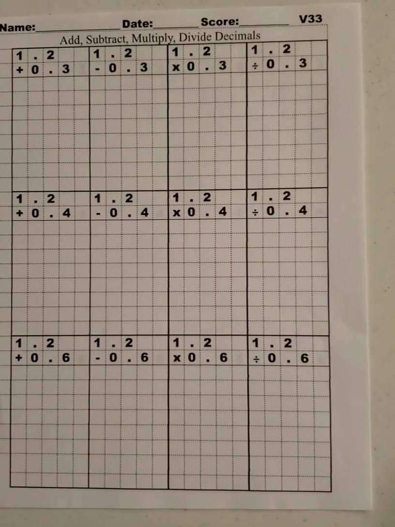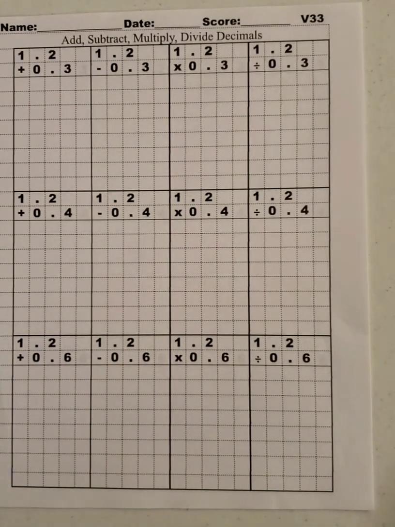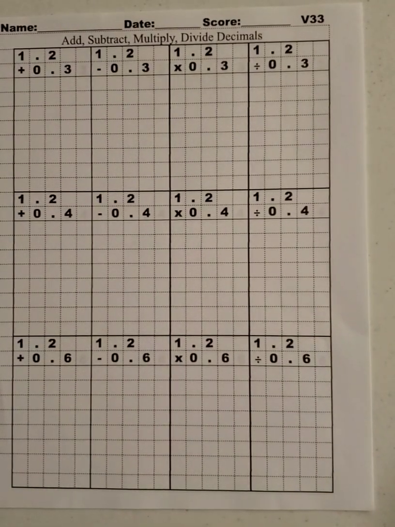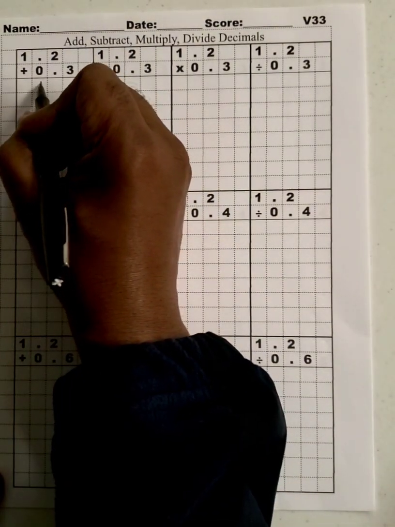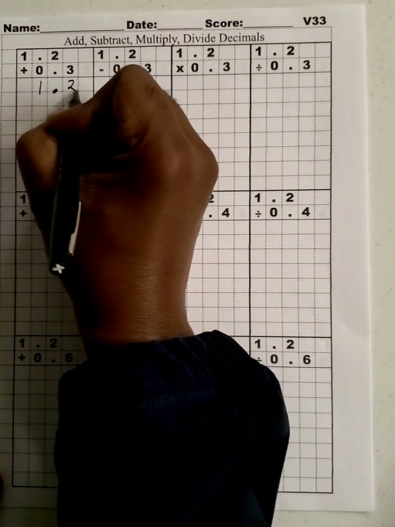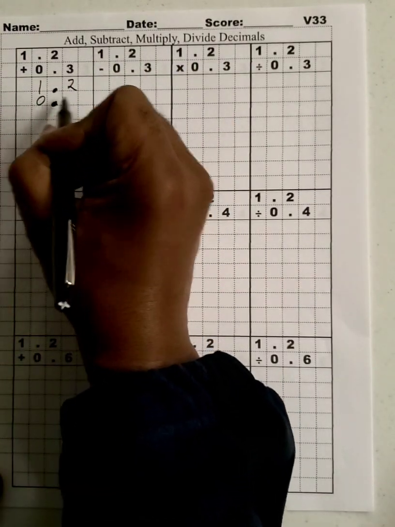Okay, we're going to be adding, subtracting, multiplying, and dividing decimals. The rule for adding and subtracting decimals is basically align decimals first. So I'm going to write 1.2 here, and then align the next decimal here and 0.3.